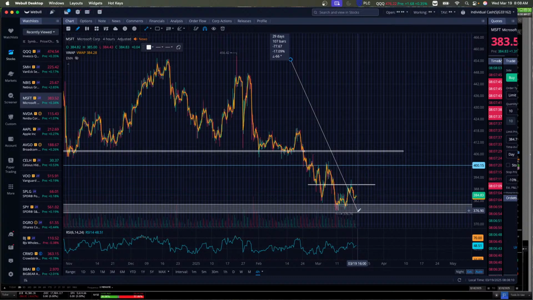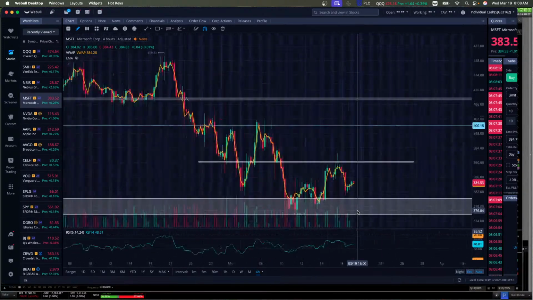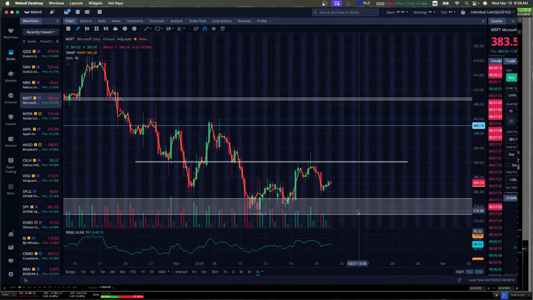Which you actually think about just the overall drop there, it's pretty large. So I would definitely be cautious here. Same thing, shorts. If you're looking for put options, this is really the way to go at this point.